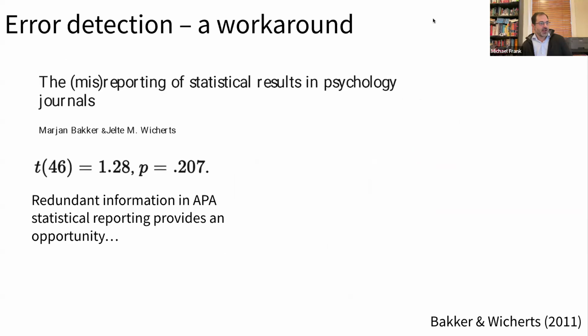So a number of really creative folks have done some nice work to try to figure out the prevalence of error, even in the absence of data. This is a paper by Bakker and Wicherts. They note that when you report a statistic in APA format, you say t of 46 is 1.28, p equals 0.207. You've actually got 3 pieces of information. You only need 2. You can use the t-value and the degrees of freedom to compute the p-value and so forth. So in order to study the prevalence of errors, they just scrape these statistics out of papers and check whether the 3 numbers line up with one another.